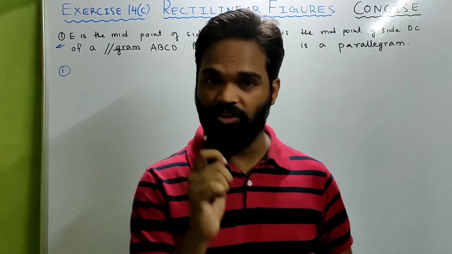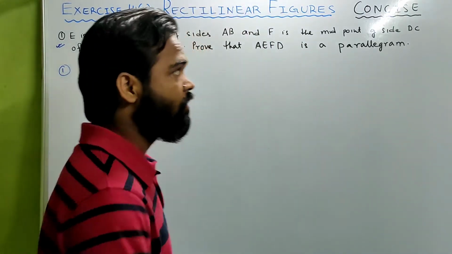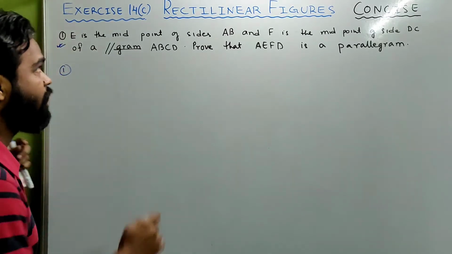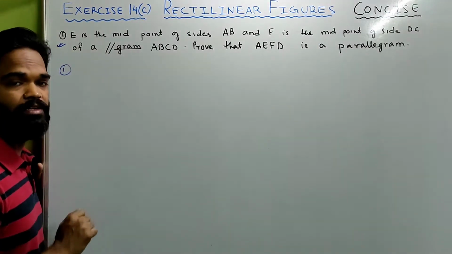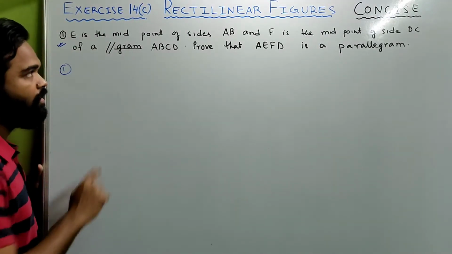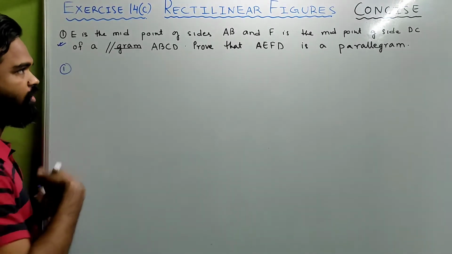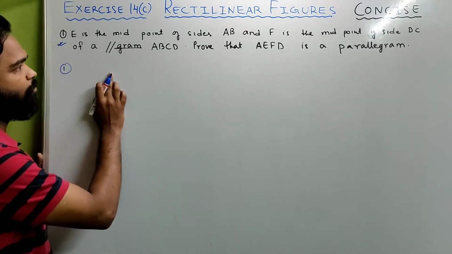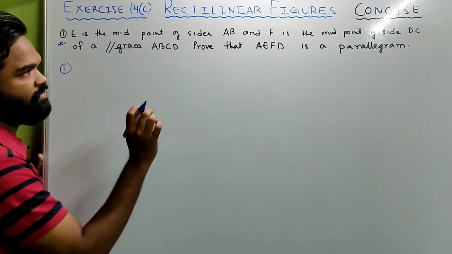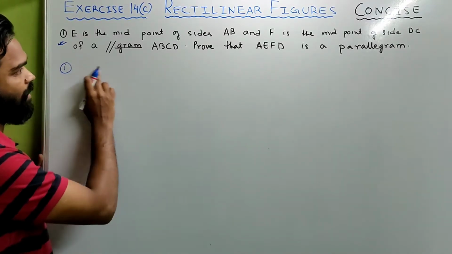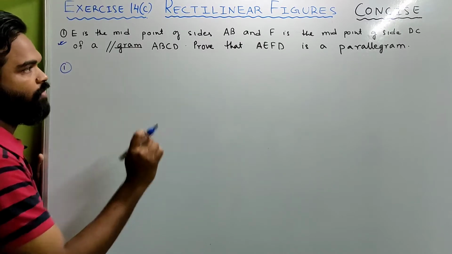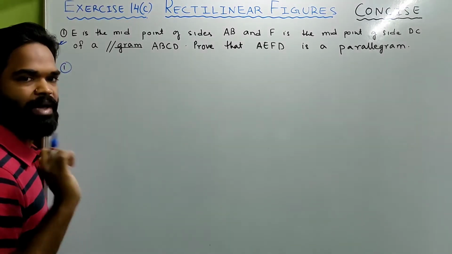Hi kids, in this video we are going to solve sums from Concise Mathematics, exercise 14C, rectilinear figures from class 9. Look at the first sum. I've already explained the property. You can go through it, okay? E is the midpoint of side AB and F is the midpoint of side DC of a parallelogram ABCD. Prove that AEFD is a parallelogram.